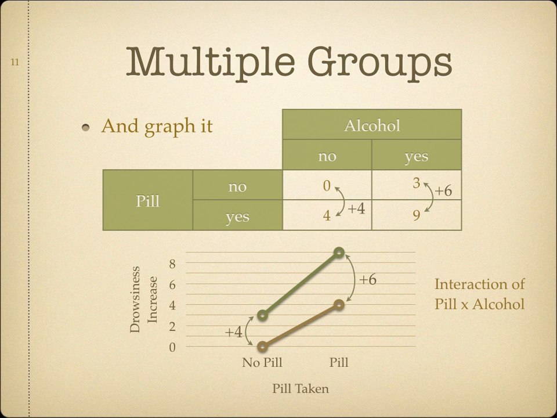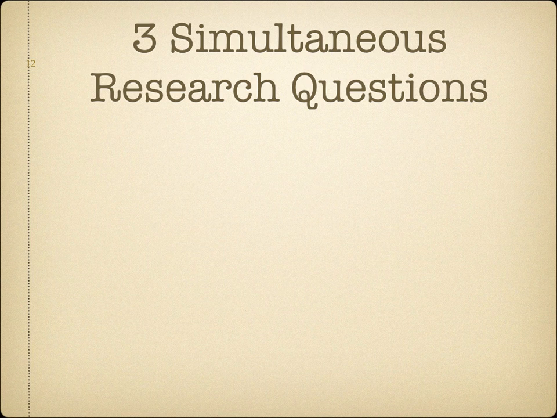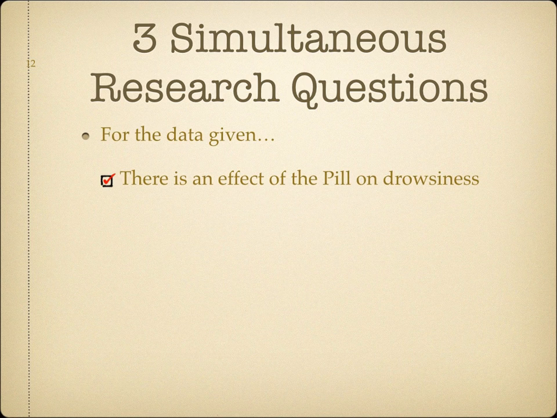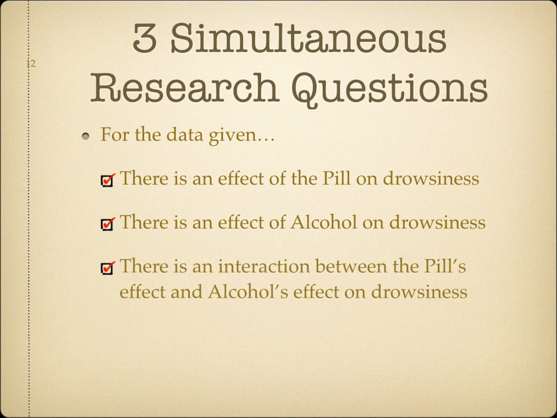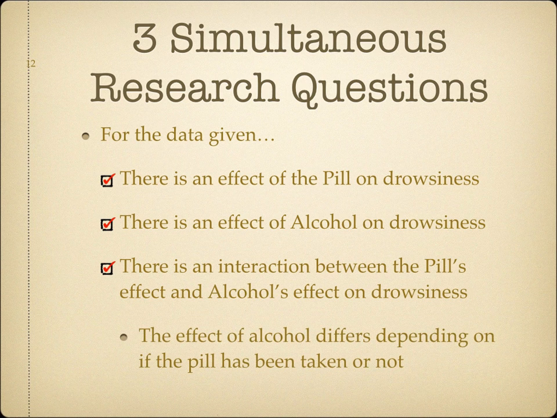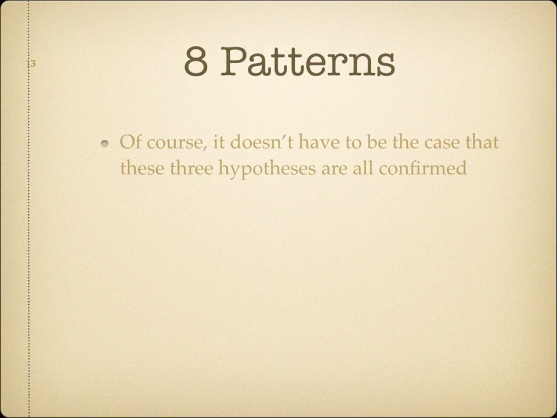And that becomes very important for our understanding of the study. For the data given, we can then therefore say that there is an effect of pill on drowsiness, there's an effect of alcohol on drowsiness, and there's an interaction between the pill's effect and the alcohol's effect on drowsiness. That is, the effect of alcohol differs depending on if the pill had been taken or not. Now that's just one outcome that can occur with a 2 by 2 factorial design, as we refer to it. There are actually 8 patterns. They don't have to be all 3 hypotheses confirmed, as we just saw.